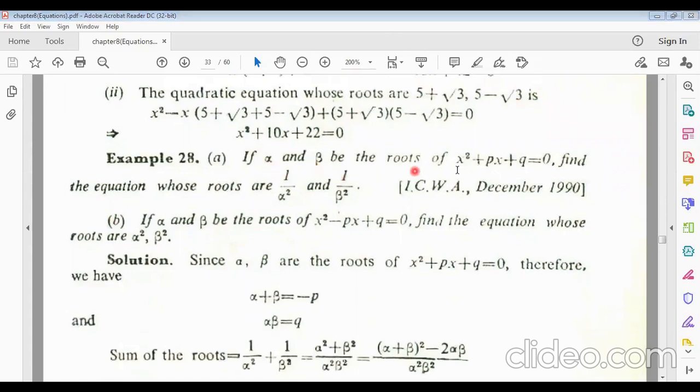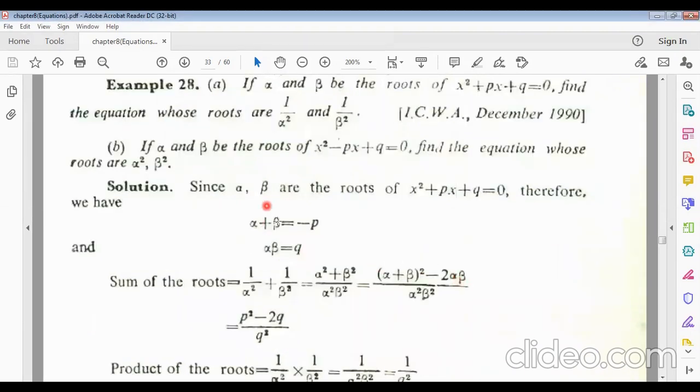If alpha and beta be the roots of the equation x square plus px plus q equals 0, find the equation whose roots are, A, 1 by alpha square and 1 by beta square. Again B, find the equation whose roots are alpha square and beta square. Now first A, we are given the equation: alpha, beta are the roots of the equation x square plus px plus q equals 0.